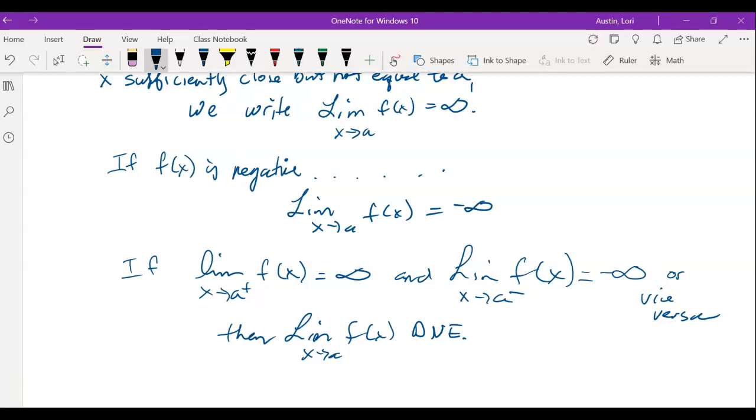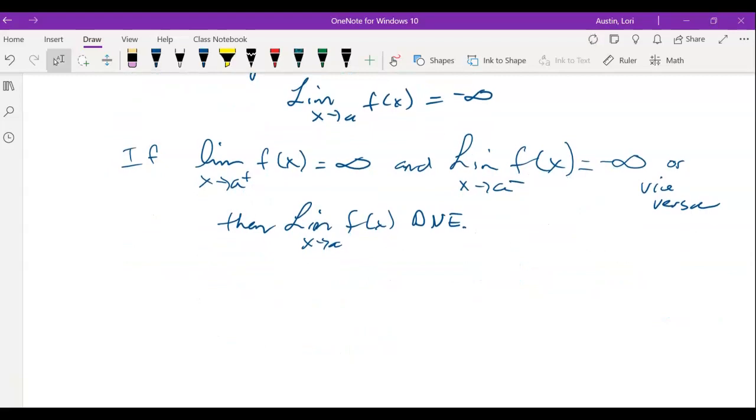The other thing I want to recap is the vertical asymptote, and then we'll go through an example where there's a vertical asymptote and a hole, and you can see the difference, okay? The other thing is the vertical asymptote.